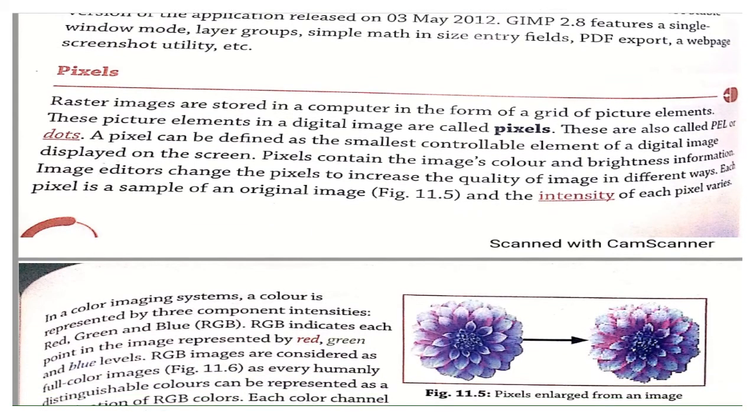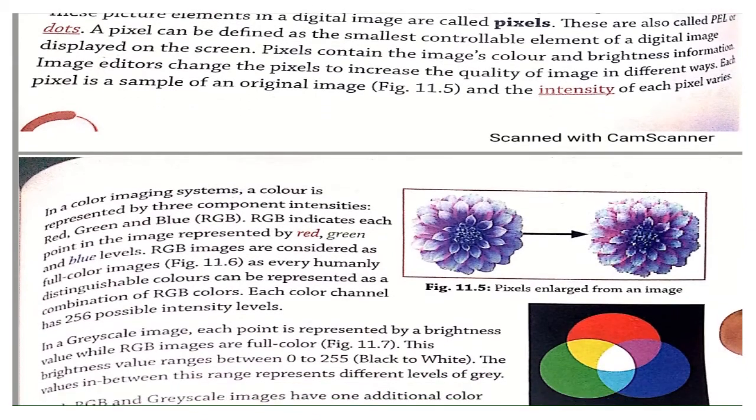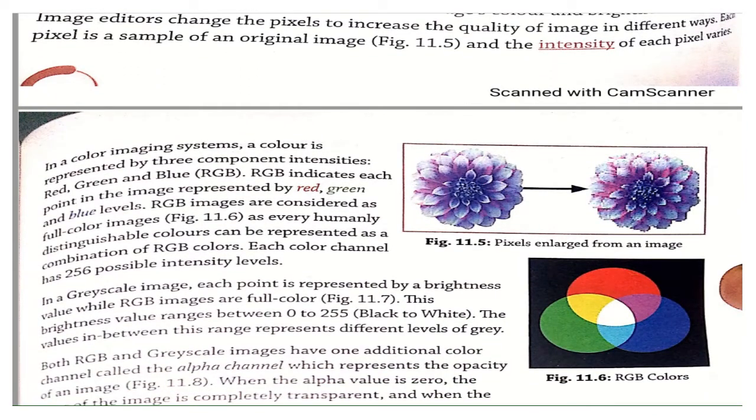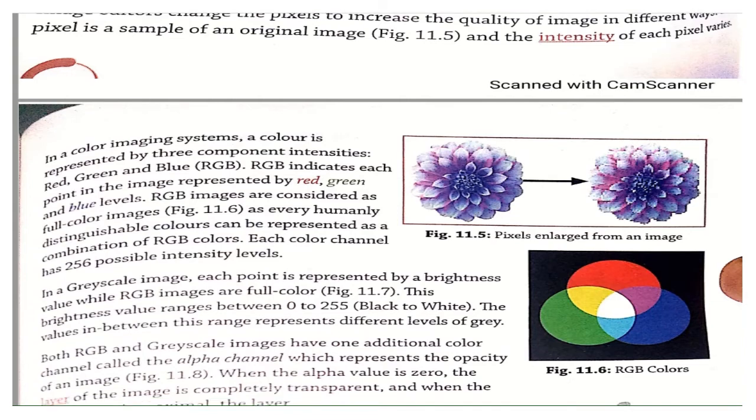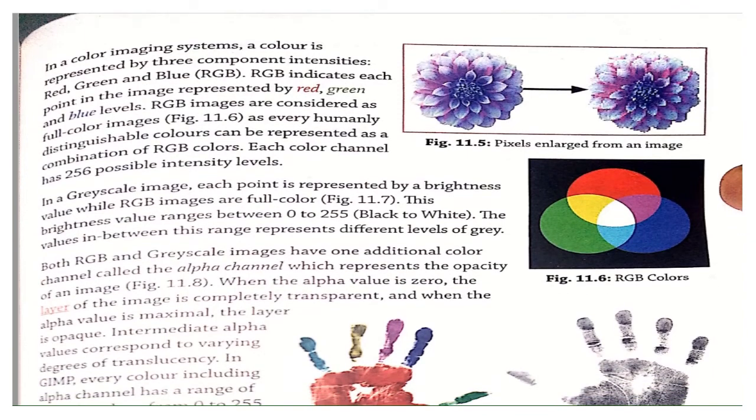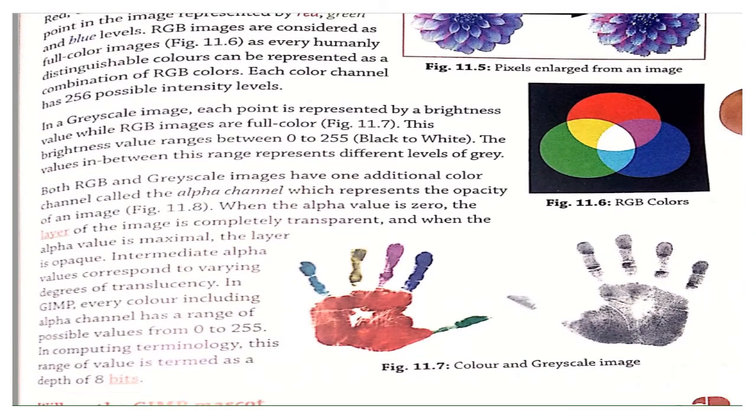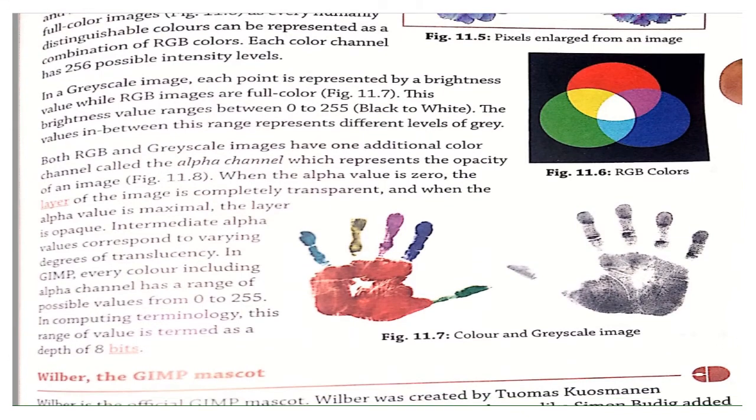Now in a color imaging system, a color is represented by three components. First one is red, green and then blue. RGB indicates each point in an image represented by red, green and blue levels. While mixing, it changes the color. In a grayscale image, each point is represented by a brightness value, while RGB images are full color. This brightness value ranges between 0 to 255. Whenever they mix up, they represent a new color. So whatever color we say, it is a mixture of three components, that is red, green and blue.